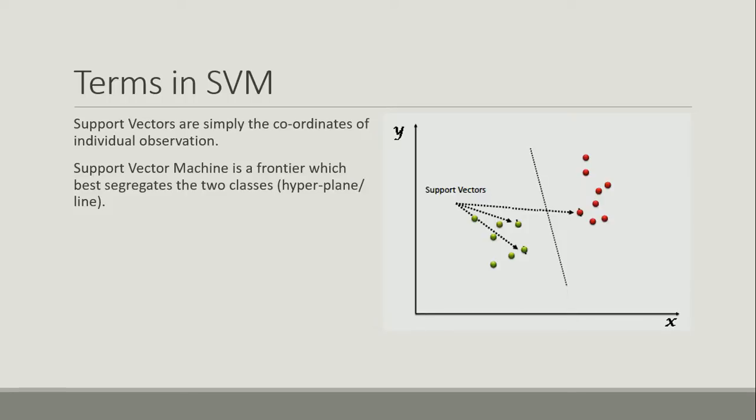As I've written there, support vectors are the coordinates of individual observations. So the green dots and the red dots are support vectors, and the support vector machine is an algorithm which segregates these two classes, that is the support vectors, using a hyperplane. The hyperplane is the dotted line that divides it.